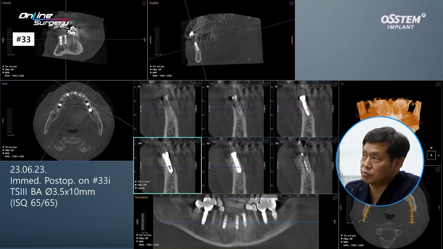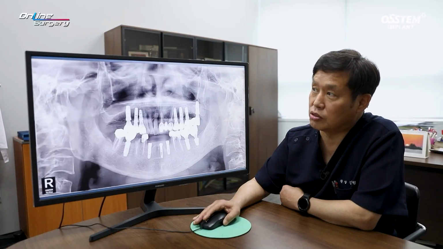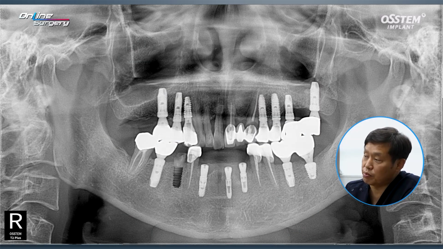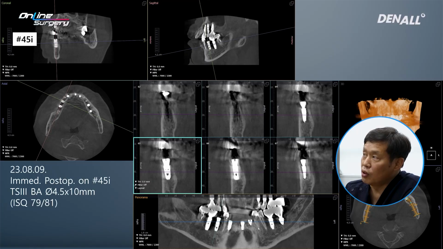The ISQ value is comparatively low here, with not so favorable primary stability. In number 45, immediate implant placement was planned, and this is after surgery. A 4.25 by 10 millimeter implant was placed, and bone grafting was done in the gap using A-Oss.